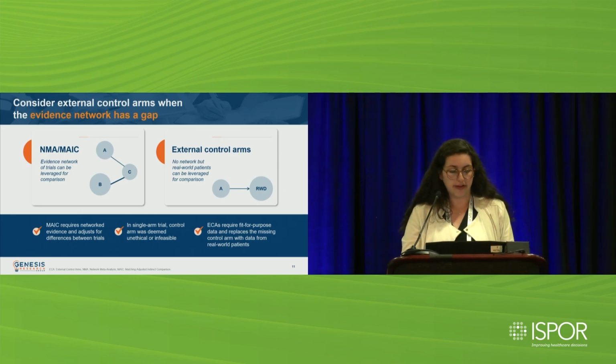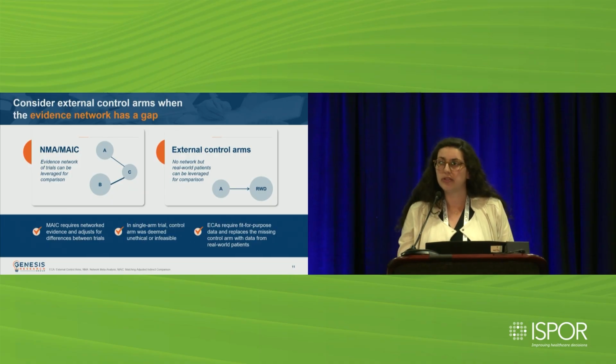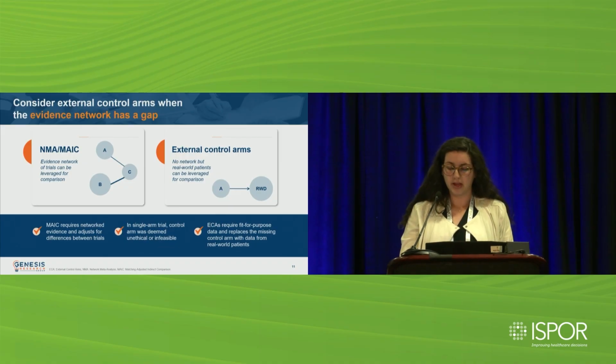ECAs require fit-for-purpose data from sources typically like EHRs or disease registries. Several analytic methods exist, with some requiring individual patient-level data from both the trial and the external data source as well. The strategic value of ECAs is most clear in instances where they're used to contextualize findings from a single-arm trial with real-world data comparators. And I'm going to walk us through an example to help bring this to life.